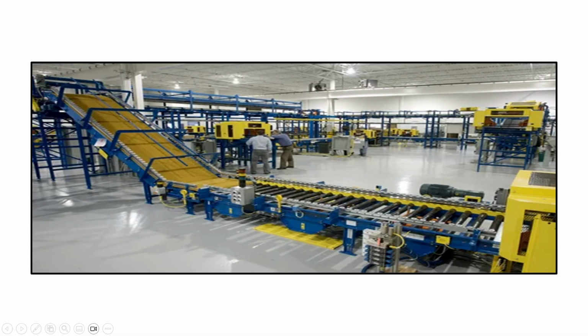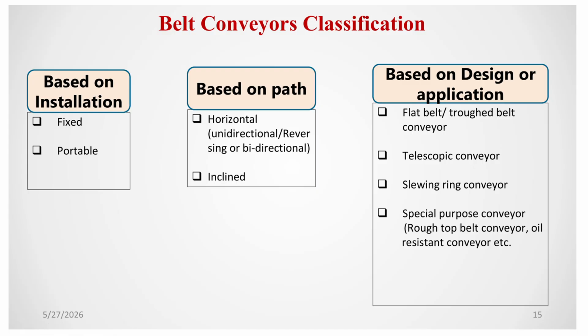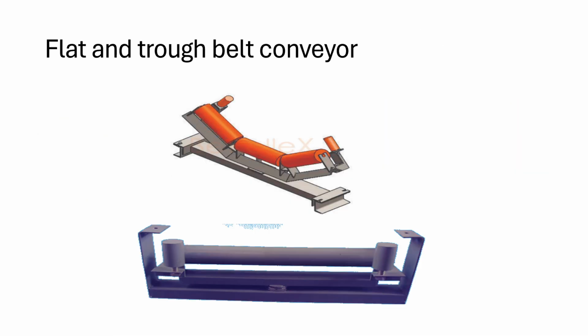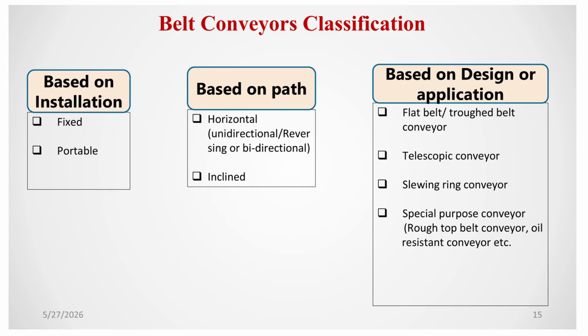Then again, the telescopic conveyor. I will show you. This one is your telescopic conveyor. You can make any angle as per your requirement. Then the slew ring conveyor.